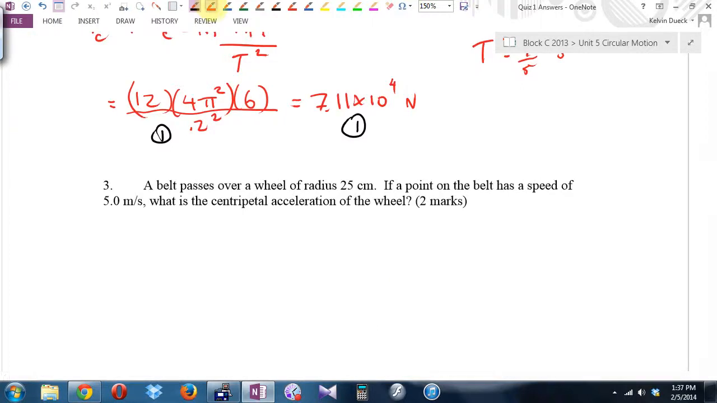They want the centripetal acceleration in number 3. And I think I'm just going to use v squared over r. They don't want the force. I don't need to multiply by mass. They didn't give me a mass anyway. Is that a hand up, Elijah? Or no? Okay.